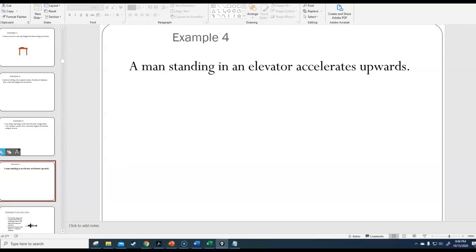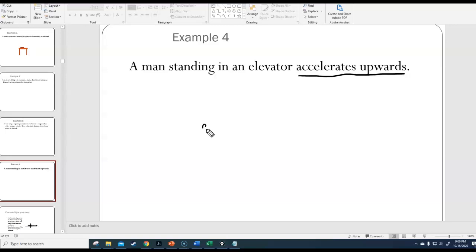A man standing in an elevator accelerates upwards. Make sure you understand, by the way, accelerating up and moving up are not the same thing, because acceleration has nothing to do with velocity. It has to do with change in velocity. Okay, so just keep that in mind. When it says he's accelerating up, we don't know if he's actually moving up or not.